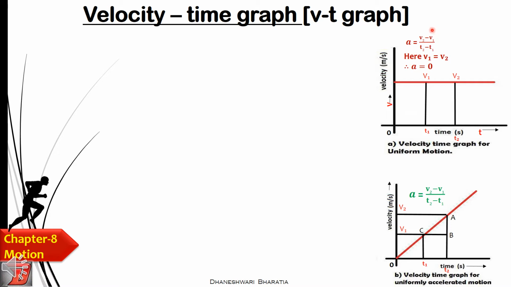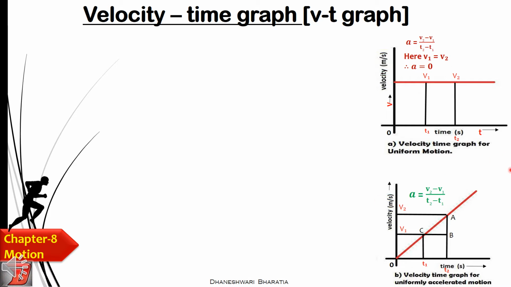right? That is the final velocity minus initial velocity upon time taken. Am I clear? But here, because v1 and v2 are the same, they are at the same position, the velocity is the same. So here the acceleration will be 0.